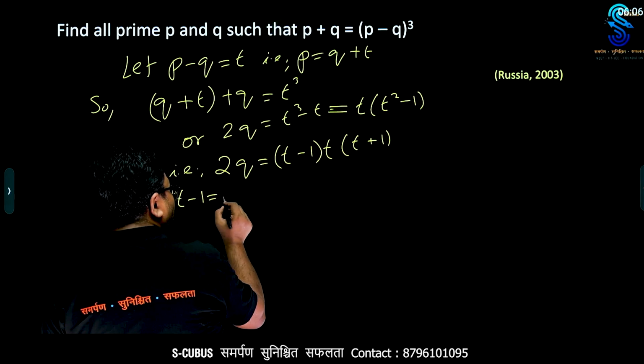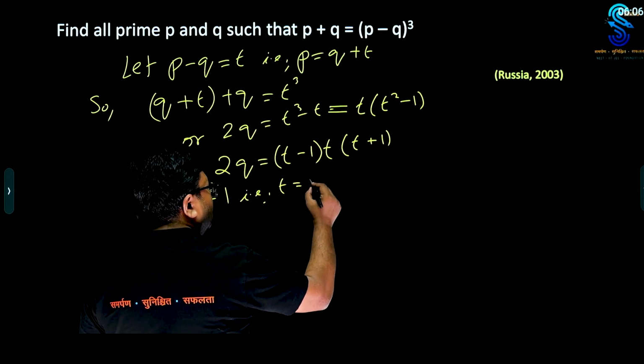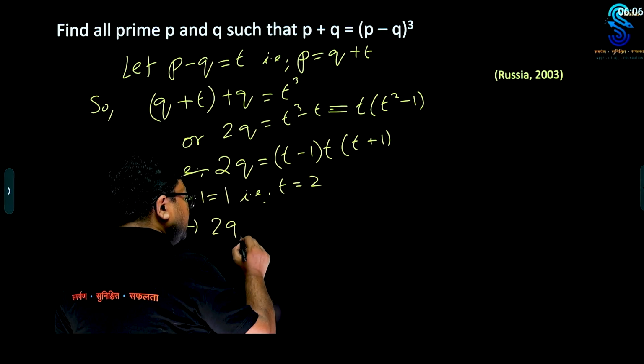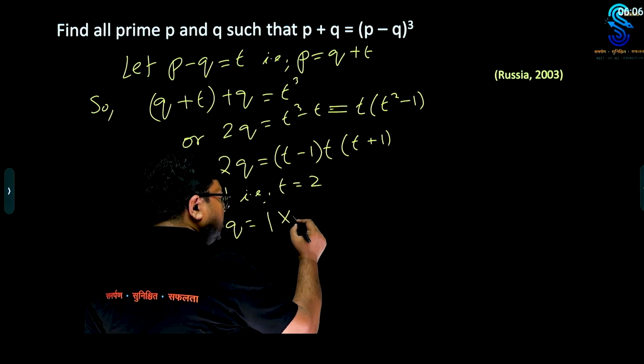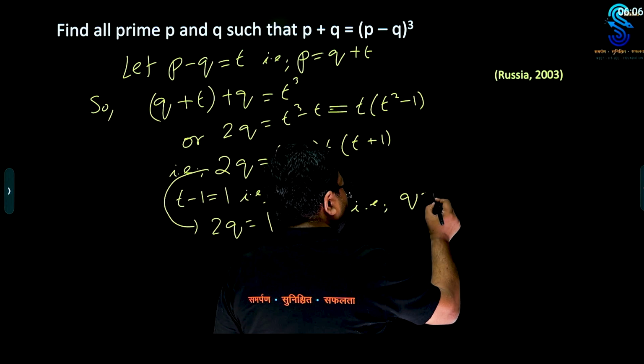So t minus 1 must be 1, that is t equal to 2. And this equation becomes 2q is equal to 1 into 2 into 3, that is q equal to 3.